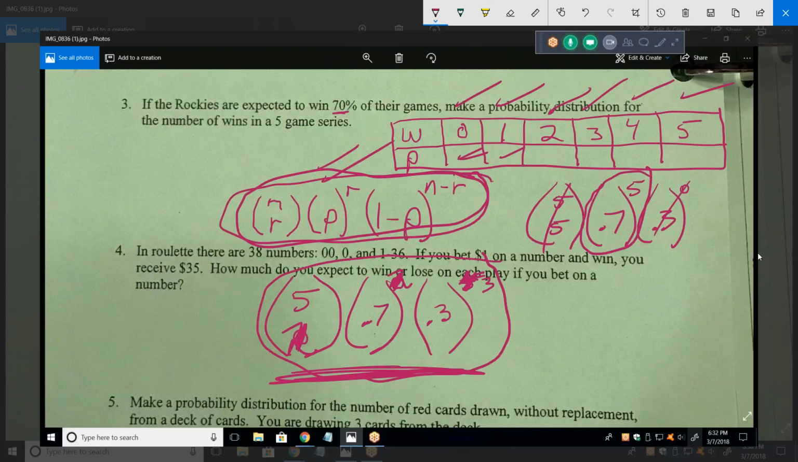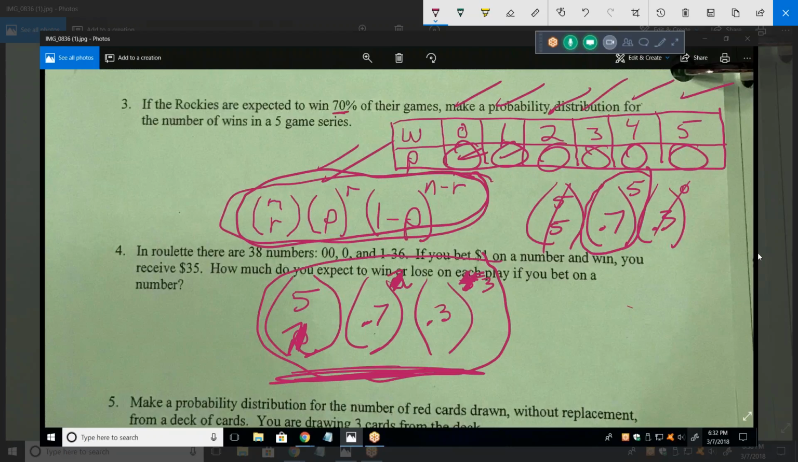Now, what else do we know about that square, that square, that square, that square, that square, and that square? What's it got a total? 1. Exactly. Always, because those are the only possibilities. They can either win 0, 1, 2, 3, 4, 5.